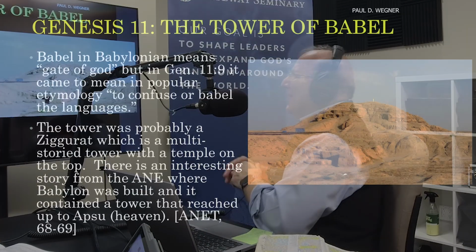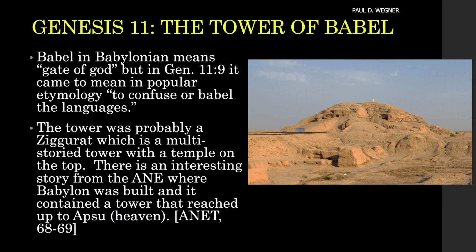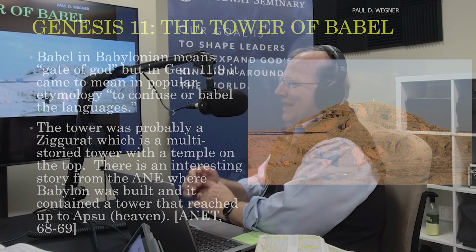Now, Babel in Babylonian means gate of God. That's interesting. It doesn't mean to babble at all. So it's something very positive in Babylonian, but in the biblical text it's something very bad. But in Genesis 11:9, in what we call popular etymology, it came to mean to confuse or babble the languages. I'm thinking our word babble probably has come from this biblical passage, and we've built our English language around that. It's amazing how that happens, and how things kind of shift.